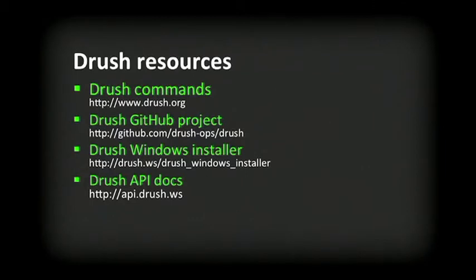You can download Drush from GitHub, github.com/drush-ops/drush. There's a Windows installer for Drush as well, which I haven't tried, but there's a link for it there to download it. You can also go to drush.org and look in the resources tab. You will see various resources like the API docs as well as the Windows installer for Drush.